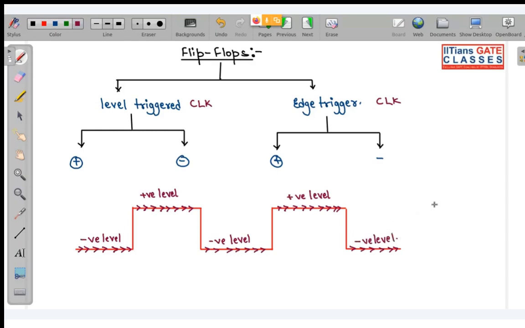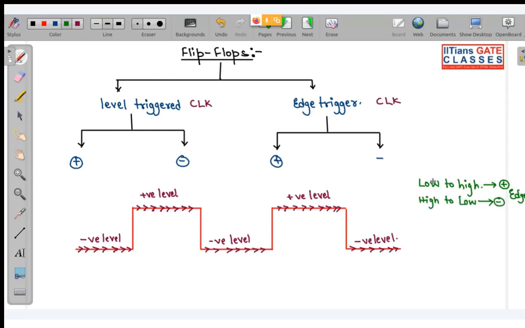Now suppose our flip-flop is edge triggered. Edge triggered means edge at the instant or the moment, momentarily. So for edge triggered, we have positive edge and negative edge. We get a positive edge when your signal goes from low to high. And when your signal goes from high to low, we get a negative edge.